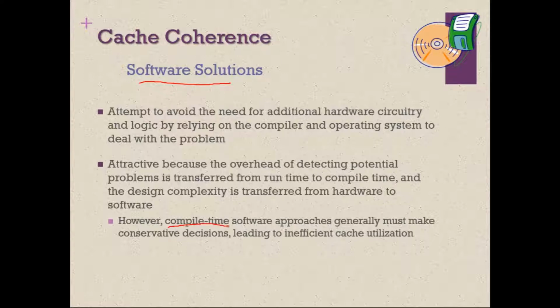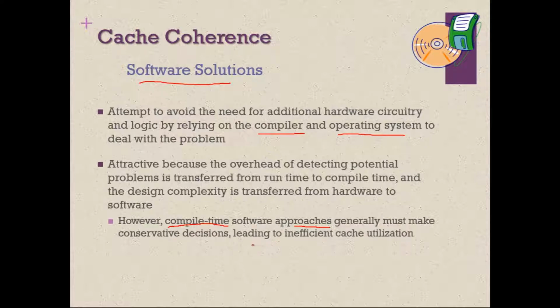and through the operating system. When a program is getting executed, the compiler should predict which of these instructions may create a cache coherence problem, and the compiler should ensure that such instructions are not cached.